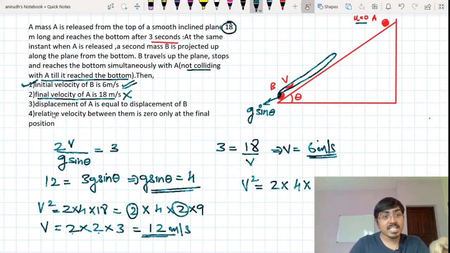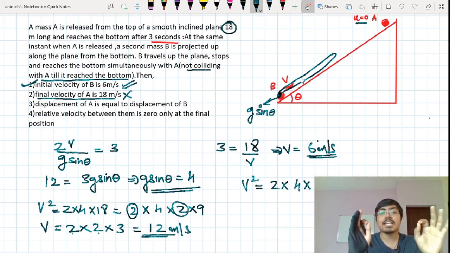Now, displacement of A is equal to displacement of B. Is it correct? No. A is coming all the way down, so the displacement of A is 18 meters. There is no doubt in that. It is a straight line motion, with no confusion. It comes all the way down. So the displacement of A is 18 meter. But the displacement of B is 0.